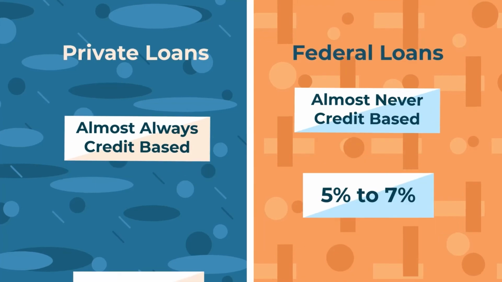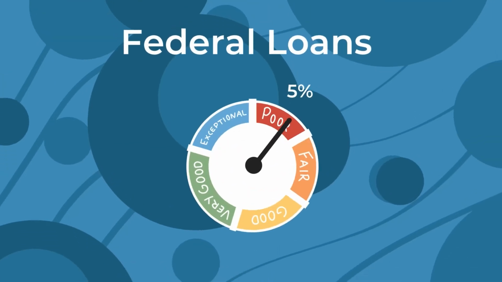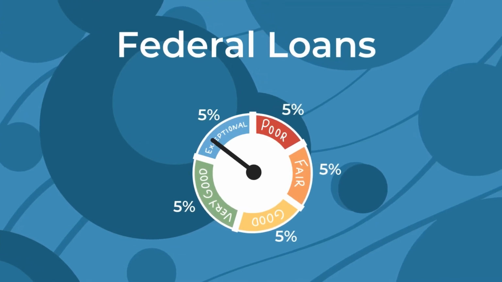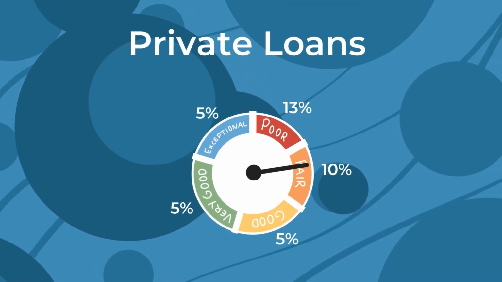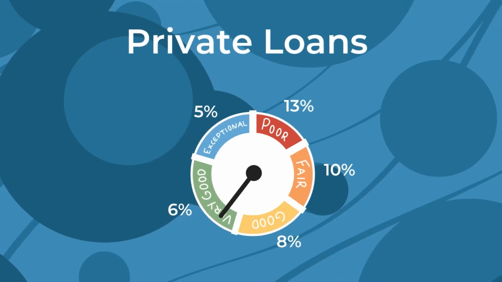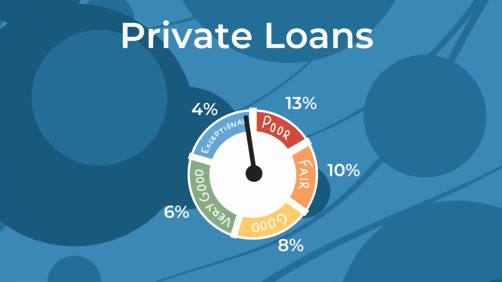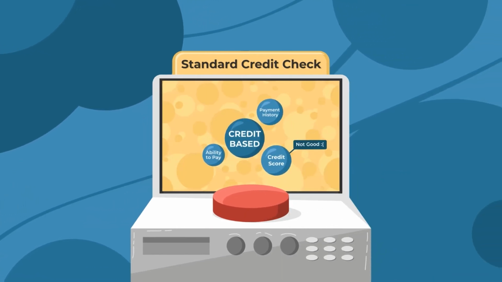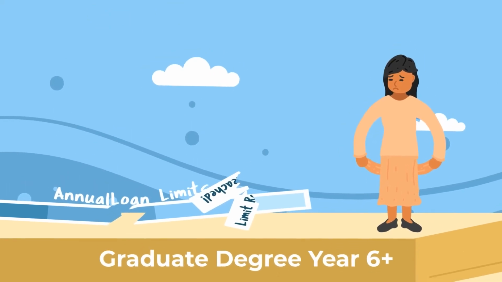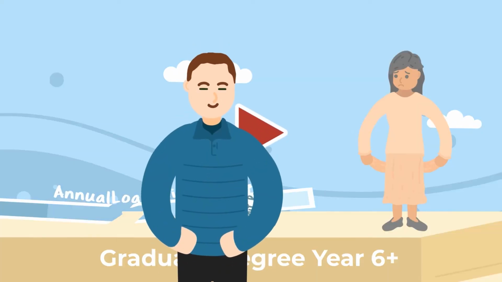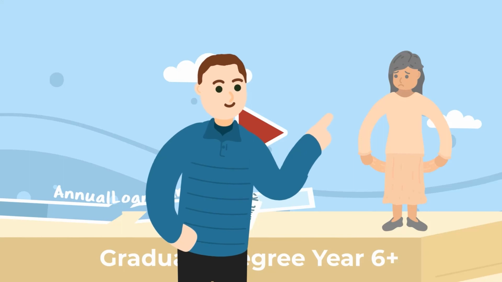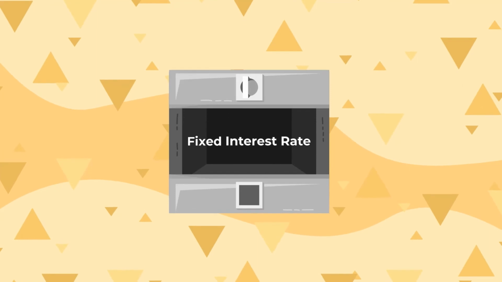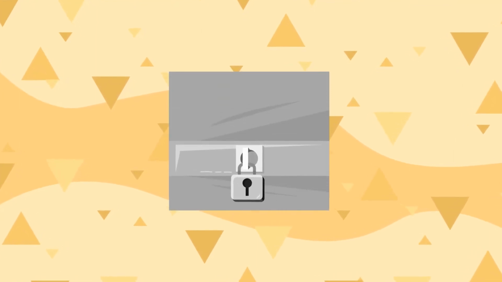Another difference is interest rates. Unlike federal loans, which have statute-set interest rates that apply to everyone, private loans will have higher interest rates for those with low credit scores and lower interest rates for those with good credit scores. In most cases, if your co-signer's credit score is not in the good to excellent range, then you'll have a hard time qualifying for a private student loan at all. If you want to learn more about credit scores or how to improve them, I've linked my video on the topic above. Federal loans are all fixed interest rate loans, which means your interest rate and monthly payments don't change.